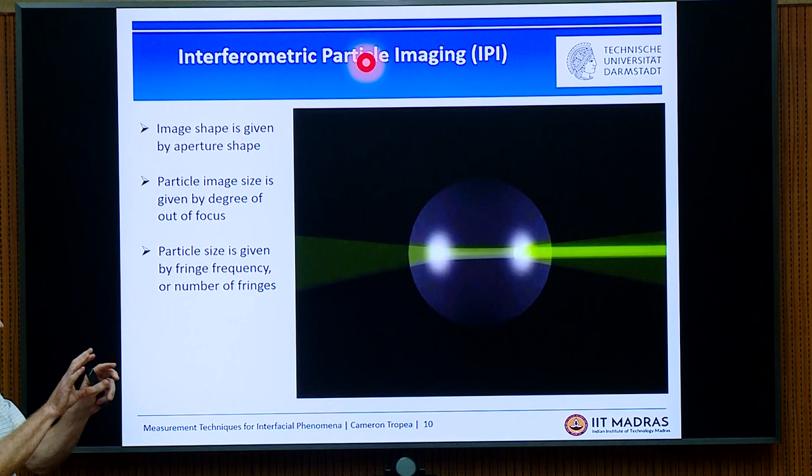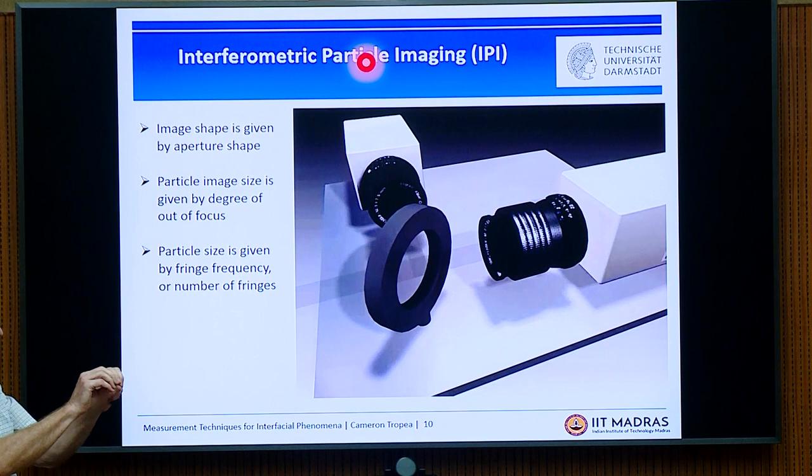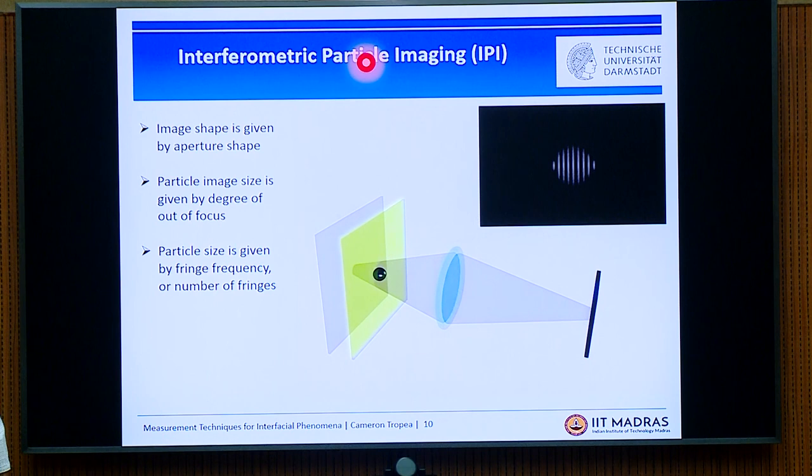And now we start going out of focus with our lens. Those two images then both get bigger and start to overlap. And when they overlap, we get the fringes. So this is one interferometric method of measuring, and you can see it's a planar method.